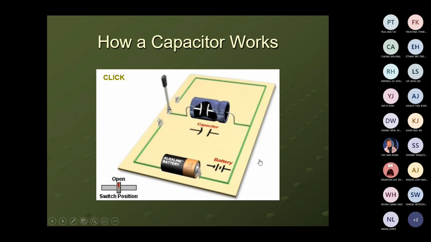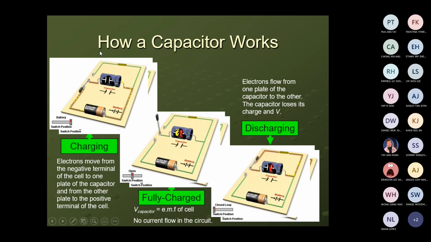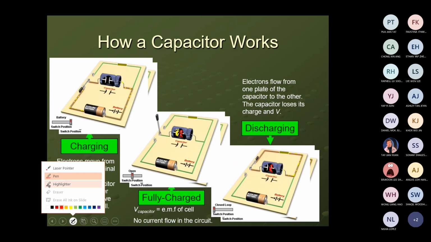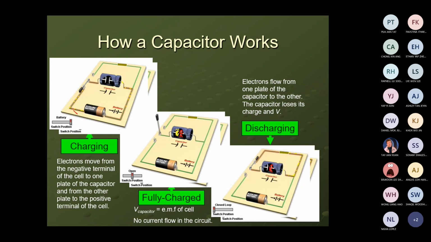Okay. You can see here. Look at the first diagram. So when you connect the switch, charging happens. The electron moves from the negative terminal. It accumulates at the left plate. The electron moves from the negative terminal of a cell to one plate of the capacitor, and from the other plate to the positive terminal of the cell. See, the electron will move from the negative terminal and accumulate on one of the plates.